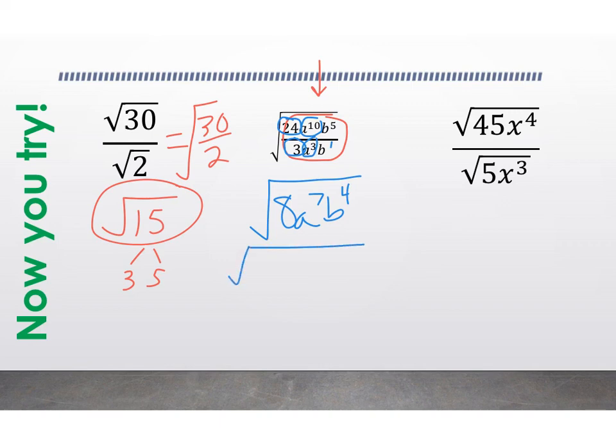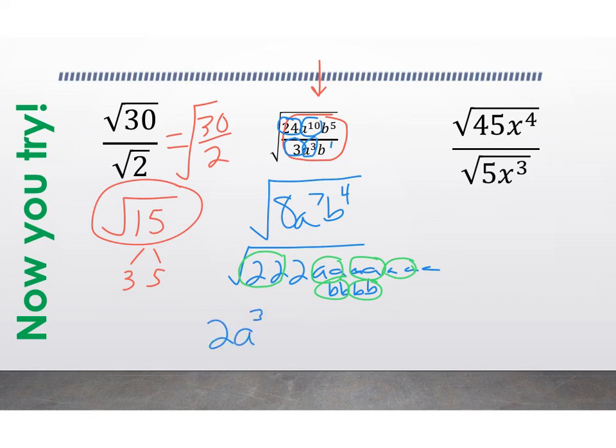If I fully expand that, 8 is 2 times 2 times 2. There are 7 a's. And there are 4 b's. And so for every 2, because it's a square root here, we can pull out one of them. And so it looks like I can pull out 1, 2, 3 a's becoming a cubed, and 2 b's becoming b squared. And what I'm left with is the square root of what I didn't circle. And I didn't circle the 2 and that extra a in there. So that'll be our final answer there.